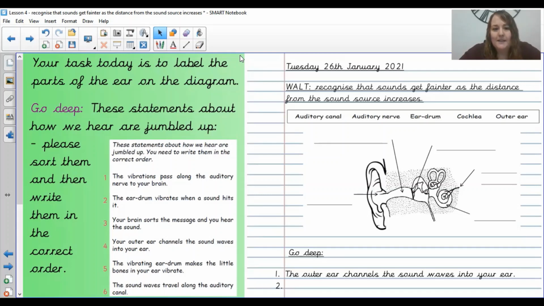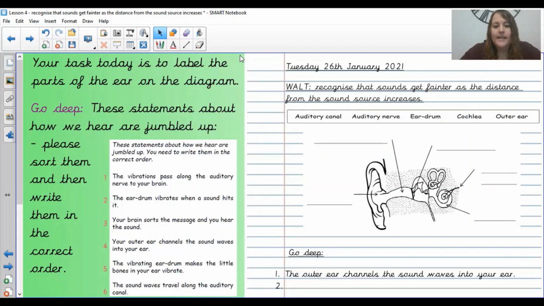Your Go Deep activity will then be to look at the statements over here and to unjumble them. It says they're jumbled up, please sort them and write them in the correct order. So these statements are about how we hear, and you need to write them down. So number one at the moment on the side isn't the actual number one, but it says the vibrations pass along the auditory nerve to your brain. Now we know that isn't the first one.